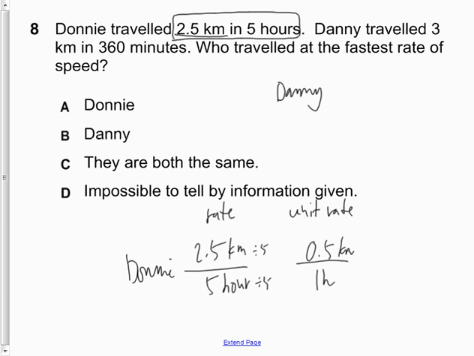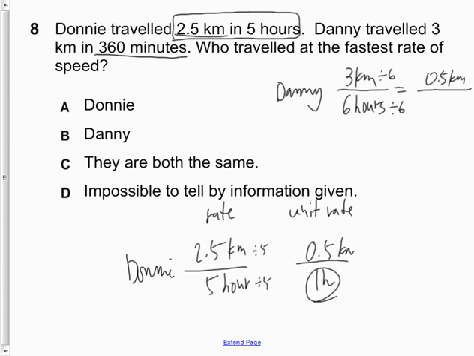Danny is going 3 kilometers, and for this question it says 360 minutes. Since we're looking at per hour down here, I'm going to make a little conversion and ask how many hours is 360 minutes. That is actually 6 hours. So when I divide by 6 and divide by 6, I get 0.5 kilometers per hour, which is the exact same rate of speed that Danny was traveling. So the answer is C. They are both traveling at the same rate.